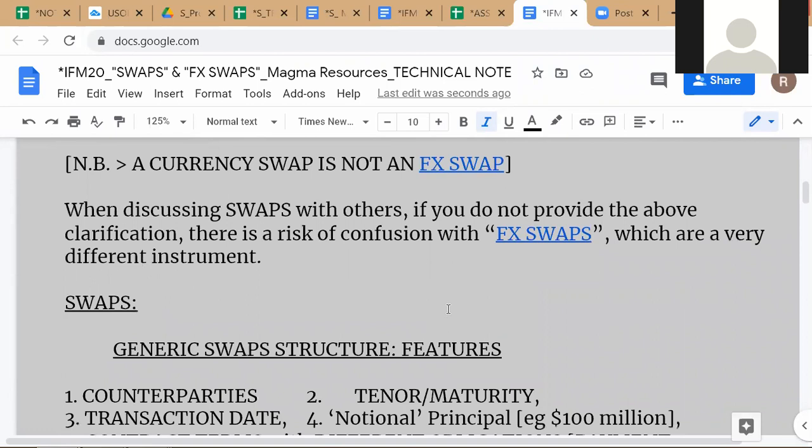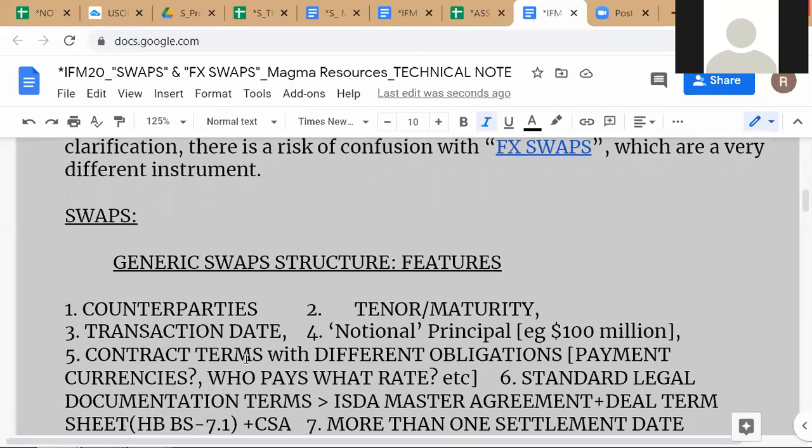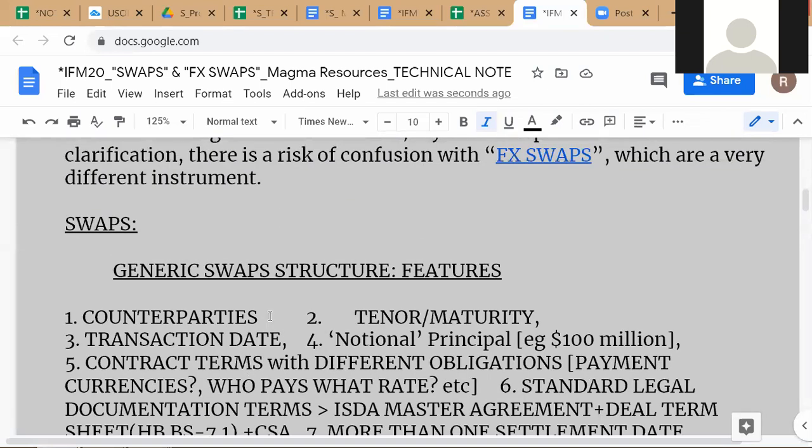We'll initially try to understand swaps. We already started yesterday, and we will have a detailed taxonomy later. When we say swaps, we are referring to interest rate swaps, currency swaps, equity swaps, and commodity swaps. Most of the volume is in interest rate swaps and currency swaps, but the basic structure is the same.